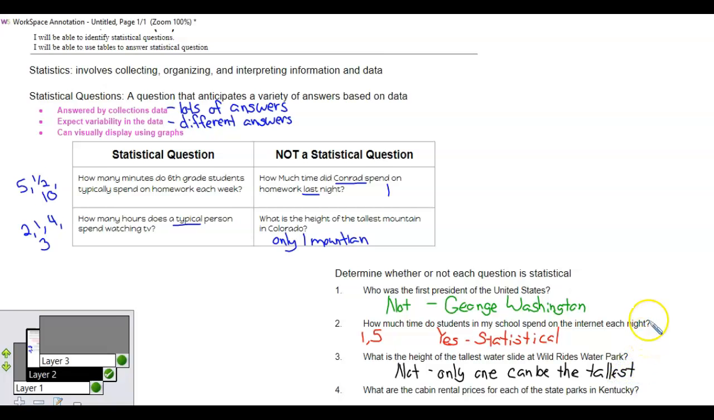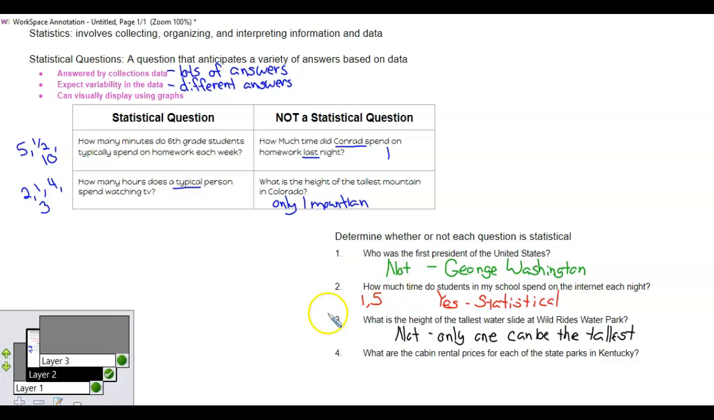Okay, number 4. What are the cabin rental prices for each of the state parks in Kentucky? Well, there could be lots of prices and lots of parks. Okay, so it is a yes. Great. All right, so if we can come up with lots of different answers, it's statistical. If there is a right and a wrong answer, it is not statistical.